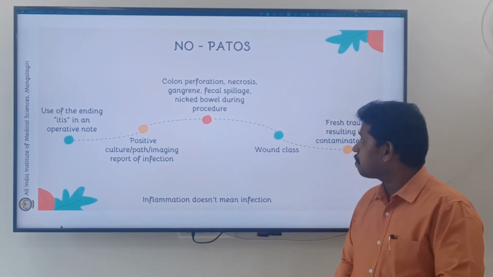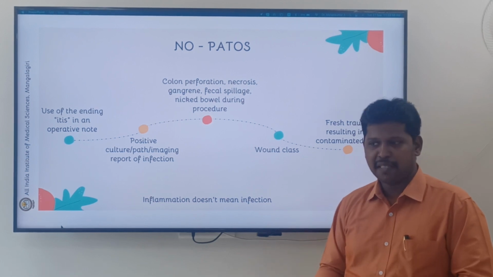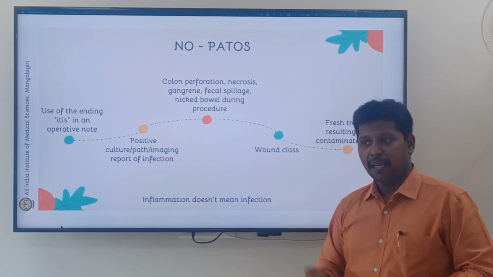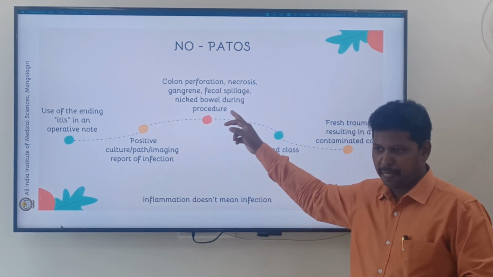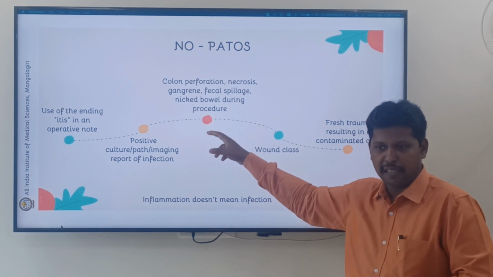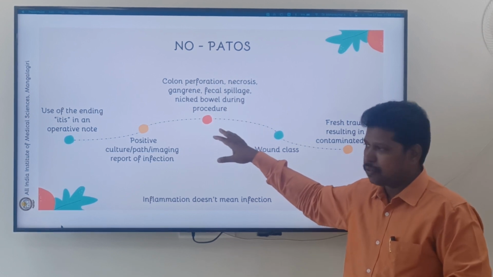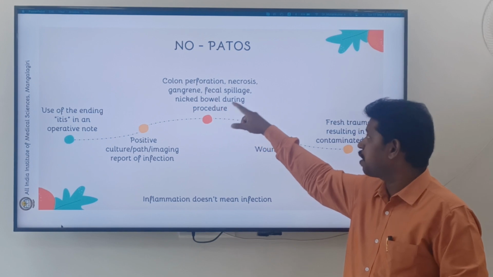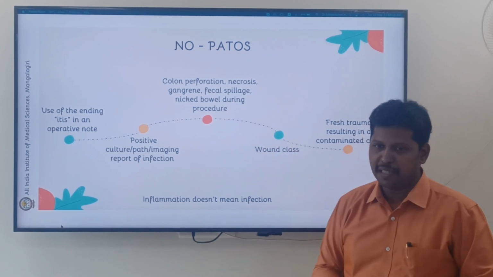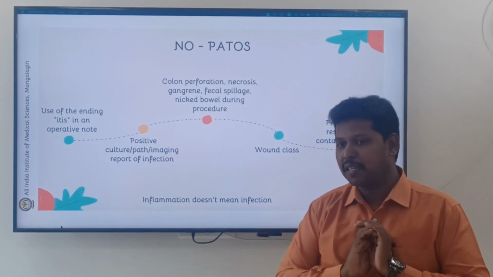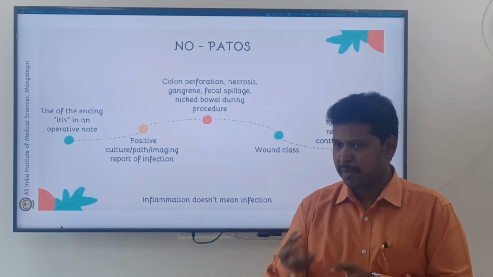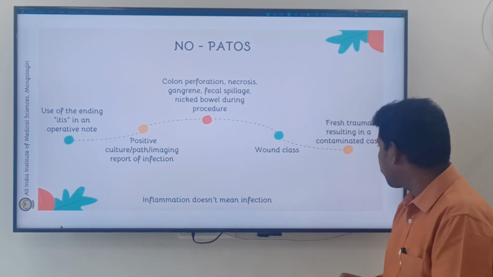Colon perforation. Colon perforation obviously means the organisms coming out into the abdomen. That does not mean POTOS, because there is no infection. There is contamination, but infection has not started at the time of surgery. So just colon perforation, necrosis or gangrene or fecal spillage or nicked bowel during a procedure, all these are not considered to be POTOS. That means infection is not there at the time. Contamination is there, but infection has not yet come.